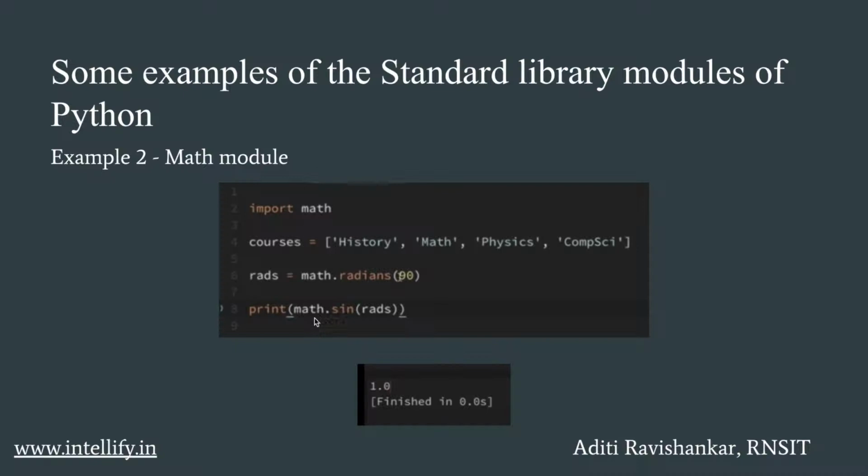Next, we're printing out math.sin of rats. So whatever angle is stored in the form of radians in rats, we will be taking the sine of that angle and will be printing it out. So the output is 1 because sine of 90 is 1.